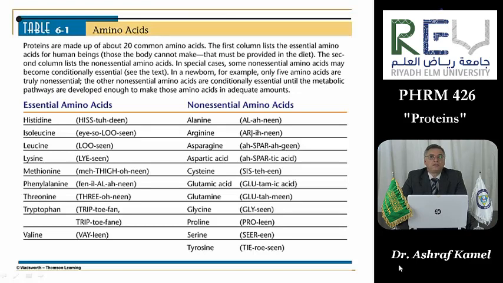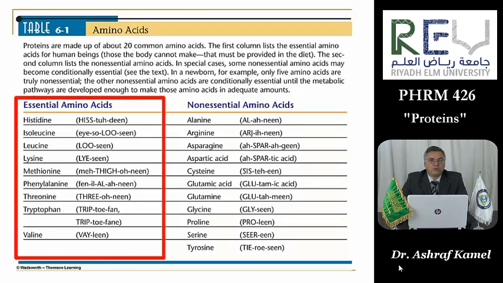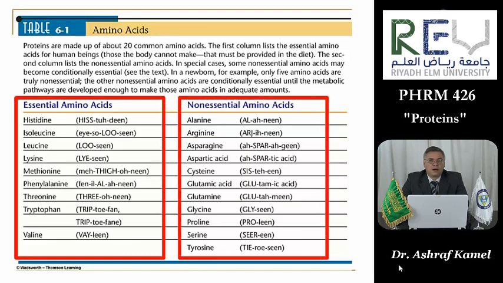The amino acids are classified into two types. Essential amino acids are those amino acids that the body cannot build, or builds in insufficient amounts, and needs to be provided in the diet. And the other class are the non-essential amino acids.